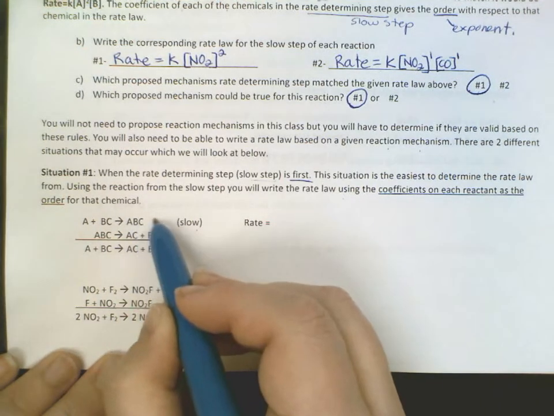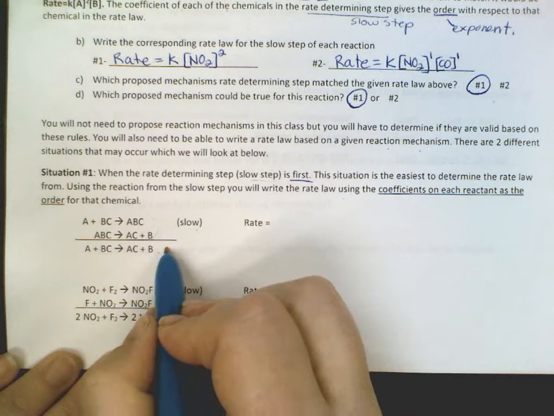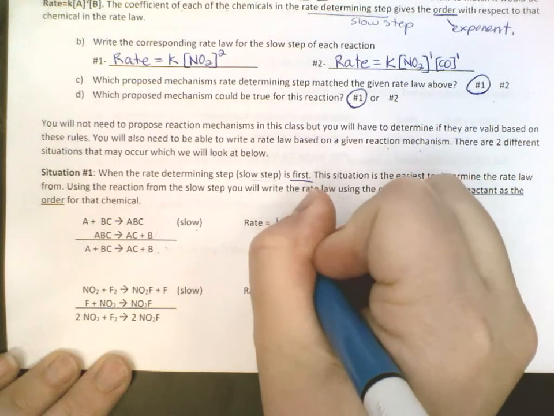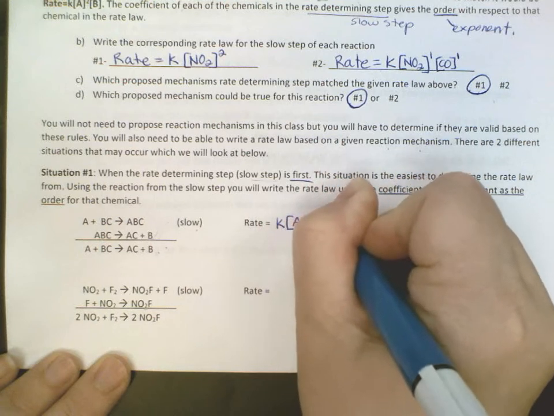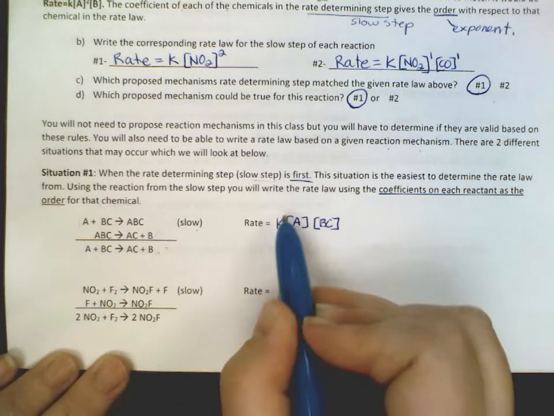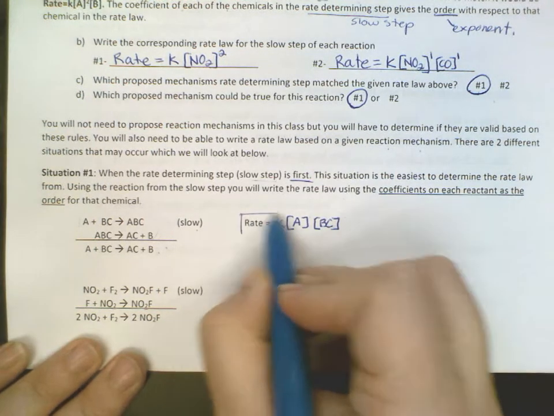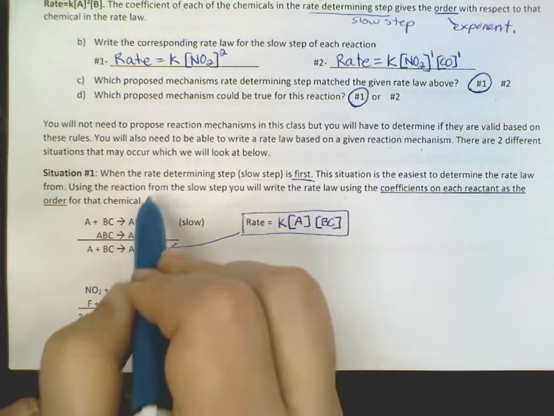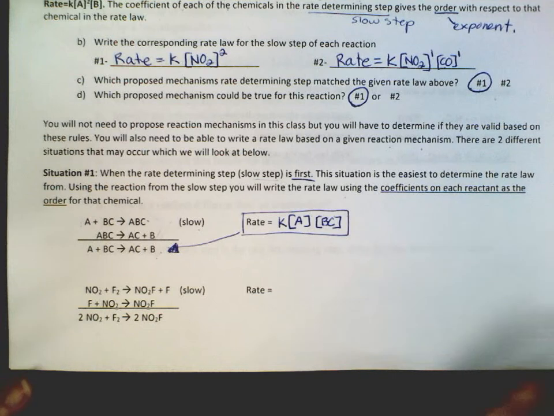So if this is our mechanism, and these two equations add up to this final one, we can determine the rate law of this final step by writing the rate law of the slow step. So our rate equals k, as always. We're going to put each of our reactants in from the slow step. So A and BC: A has a coefficient of 1, and BC has a coefficient of 1, so they're each first order, each raised to the first power. So this rate law would be the rate law for the overall reaction. The rate law of the slow step is the same as the rate law for the overall reaction. Alright, not too bad, hopefully.